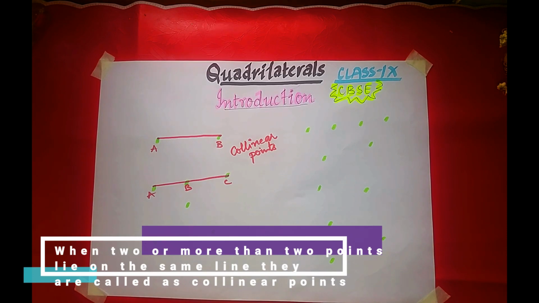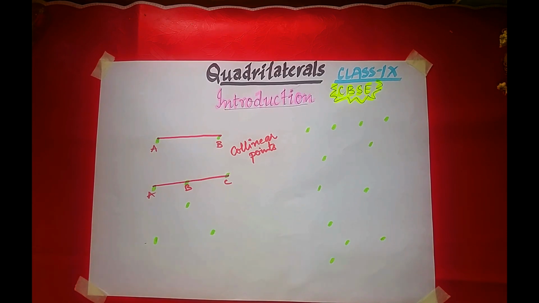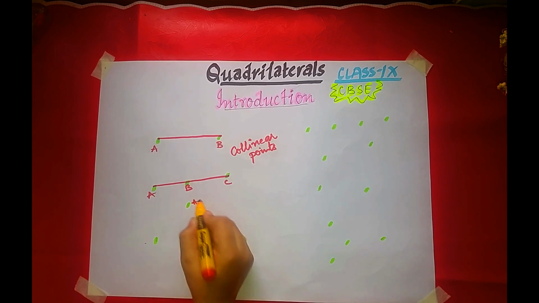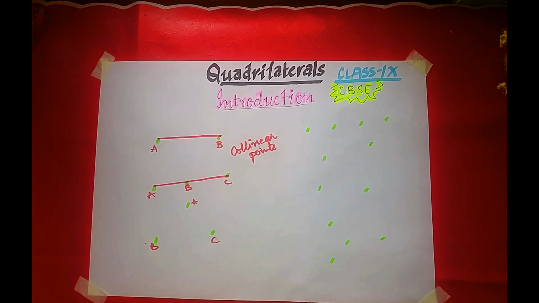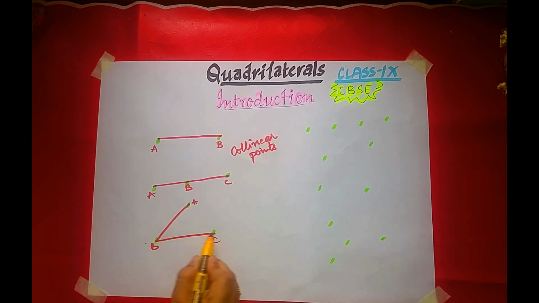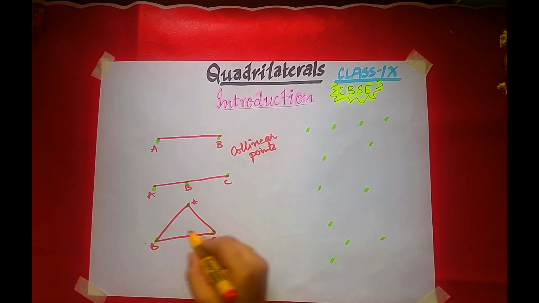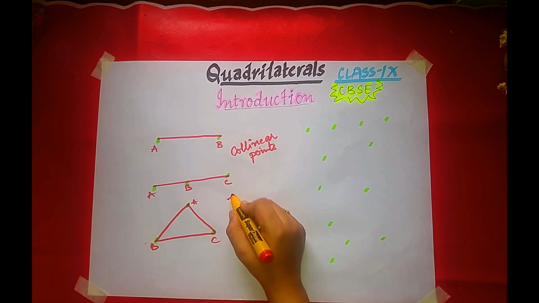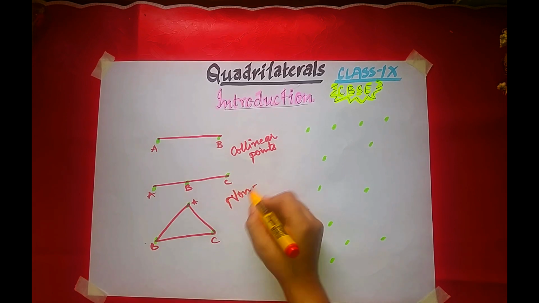Two or more than 2 points, when they lie on the same line, are said to be collinear points. Alright, so what happens when they do not lie on the same line? Like these 3 points, A, B and C, they do not lie on the same line, right? What happens when we join them to make a closed figure? It forms a triangle, right? So these points which do not lie on the same line are called non-collinear points.